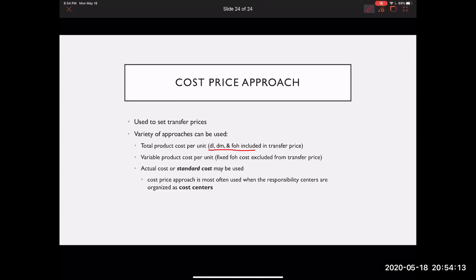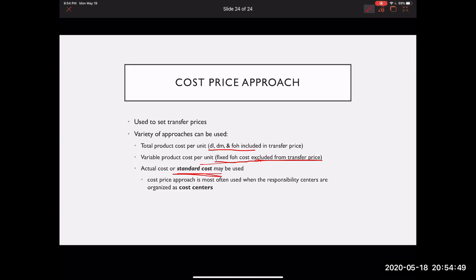And then the next approach you can do is variable cost per unit. It considers everything except fixed factory overhead costs, which are excluded. And then you have actual costs. It can be based on actual costs, or your standard costs may be used. The book states that it's better to use standard costs, because we know that sometimes there's inefficiency.